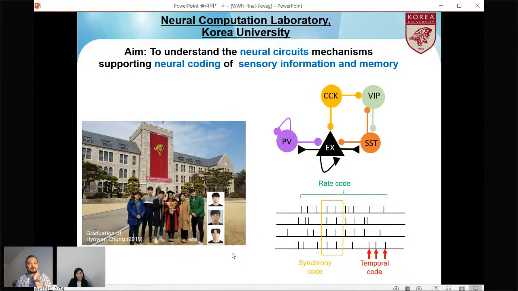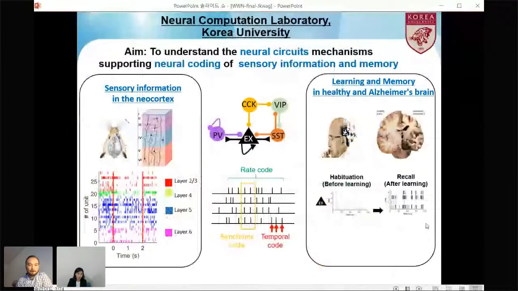So this is our very hardworking students in the lab, and we are currently investigating how different types of interneurons are working together to support the functions of the brain, and especially encoding information. So overall, we have two broad interests in the lab. One is to study the sensory information processing, especially in the barrel cortex.